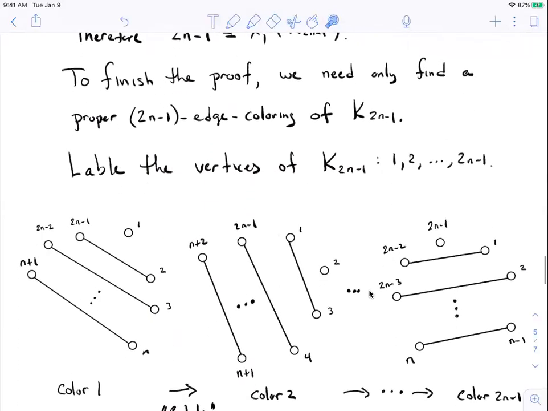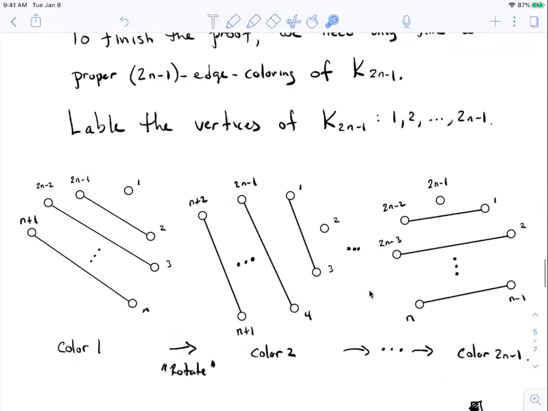So let's label the vertices. Label the vertices of K2n minus 1 with just the numbers 1 to 2n minus 1. You can look at the leftmost picture over here. I've got vertex 1, vertex 2, vertex 3, dots to n, then the next vertex would be n plus 1, dots, and I've labeled the last two 2n minus 2, 2n minus 1.